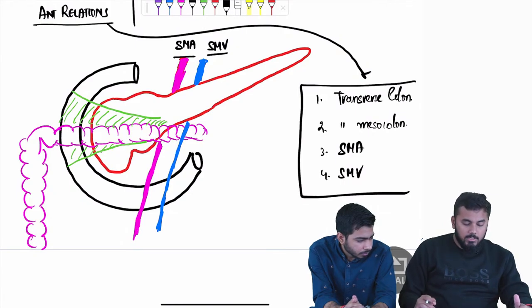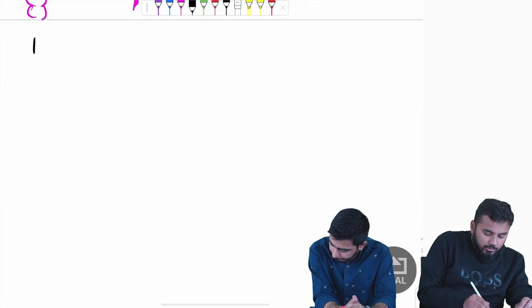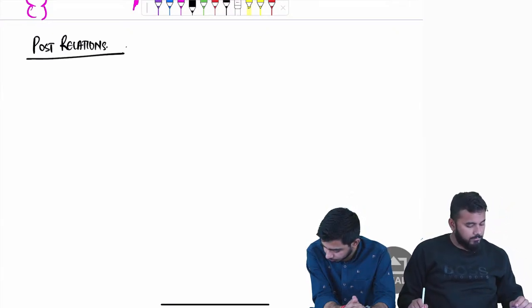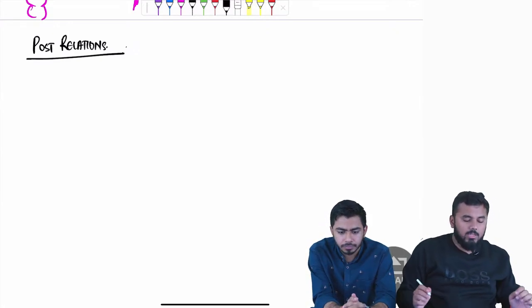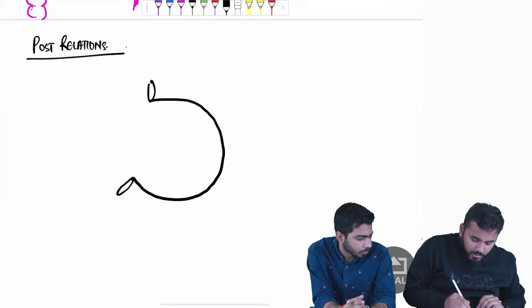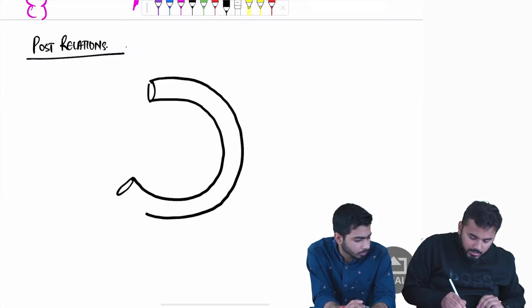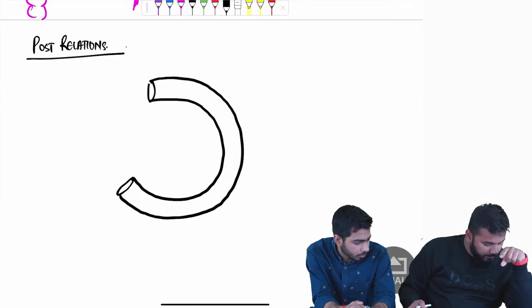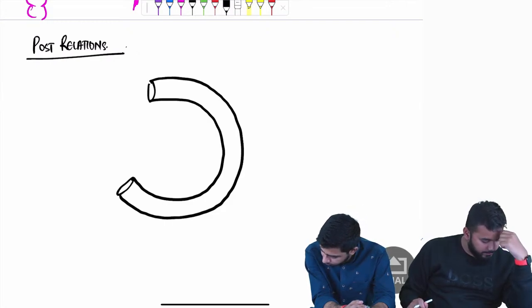Okay. Now can you please draw the posterior relations of pancreas? Can anyone tell what are the posterior relations of pancreas? Anyone? Yeah, very good, Gopi Raja. Yes, it was superior mesenteric artery. Very good. Now tell me, what are the posterior relations? So I'm just turning the duodenum back. I'm looking at the duodenum from the posterior view in this way. Okay, so this is the posterior side. Very good. Gopi Raja has commented. Right, it is inferior vena cava. Excellent, Gopi Raja.